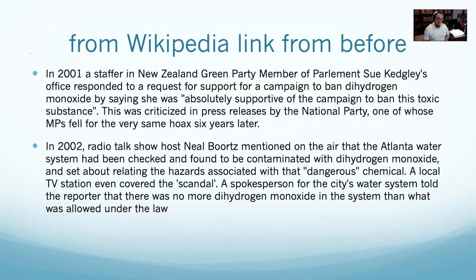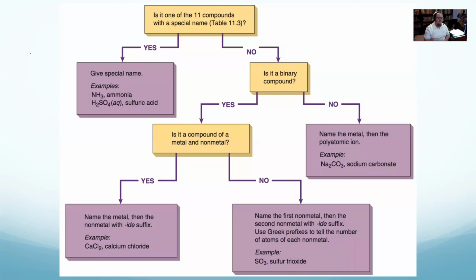So, if you have to name a compound, check if it's one of the 11 with a special name, like water. Water isn't called dihydrogen monoxide, it's called water. If it is not one of those 11, check if it's binary. If it's not binary, you say the name of the metal and the name of the polyatomic ion.